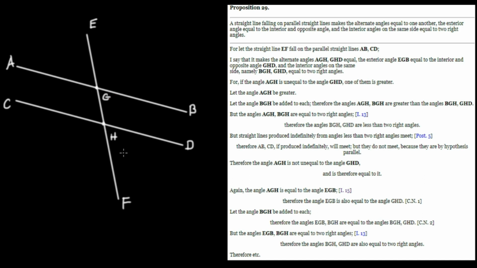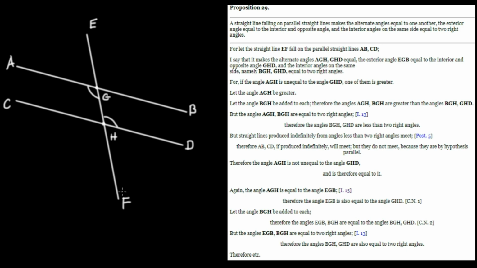So that takes care of the first part of this proposition. We have that AGH is equal to the angle GHD if AB is parallel to CD. And now we move on to the second part, which is to show that EGB is equal to GHD, that this exterior angle is equal to the interior and opposite angle on the same side.